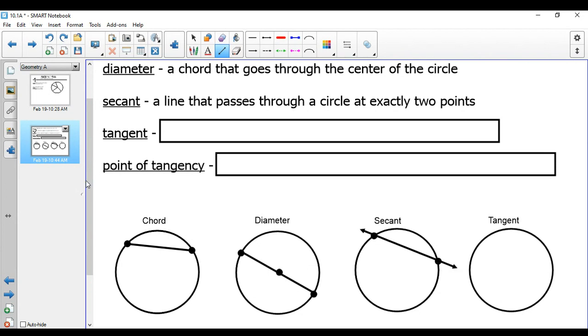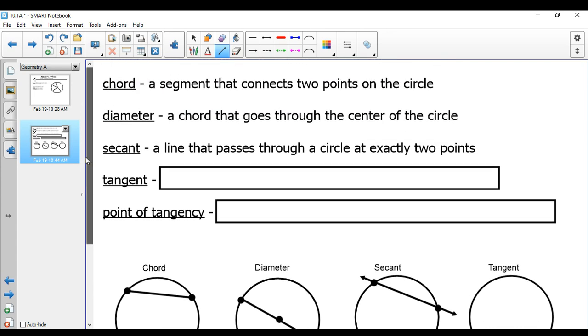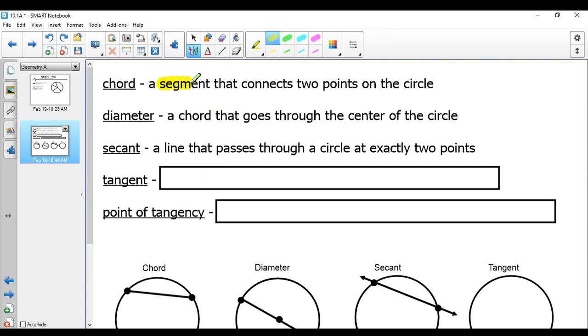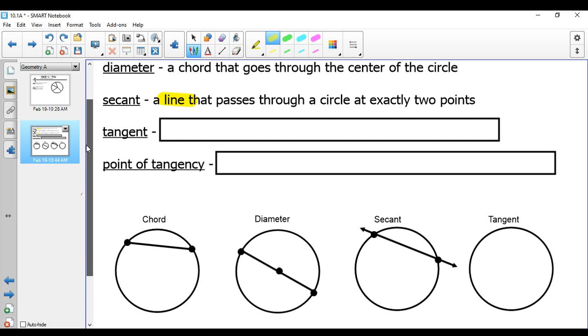So what is the difference between a secant and a chord? The only difference is that a chord is a line segment, meaning it stops, whereas a secant is a line, meaning it goes on forever. So let me highlight that difference here. A chord is a segment, meaning it stops, and a secant is a line, meaning it goes on forever. That's the only difference between a chord and a secant.